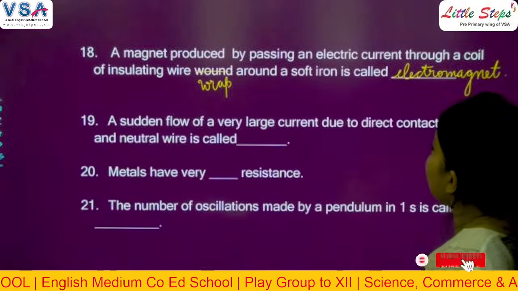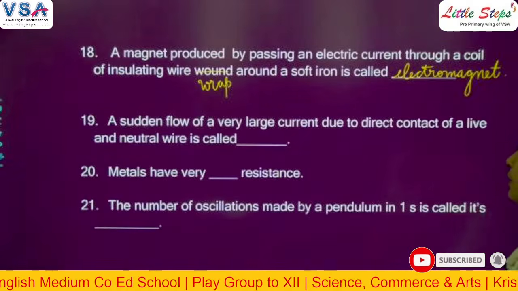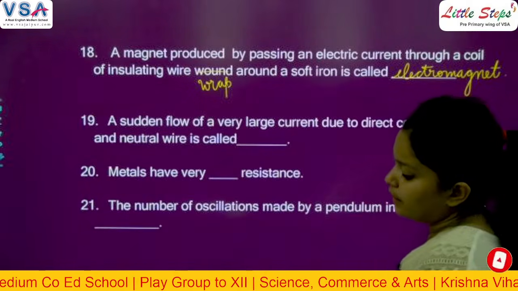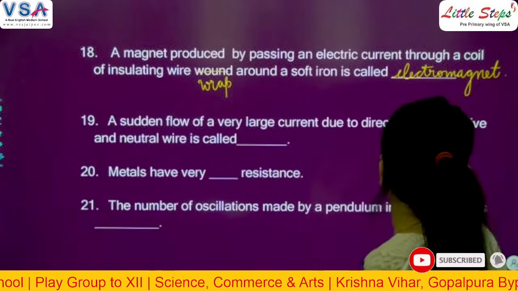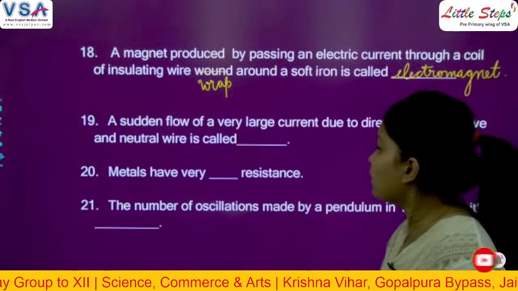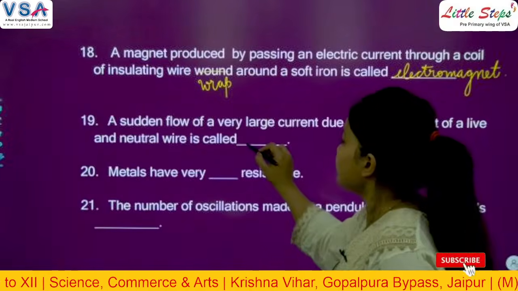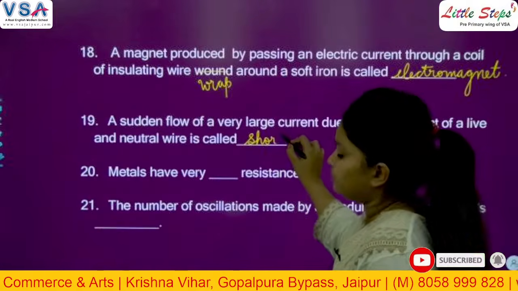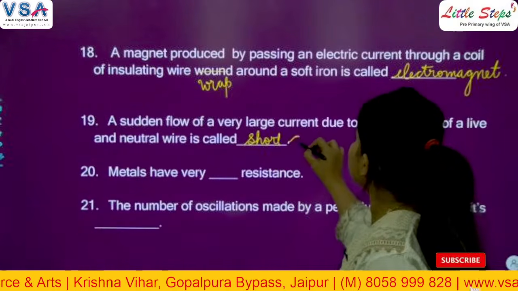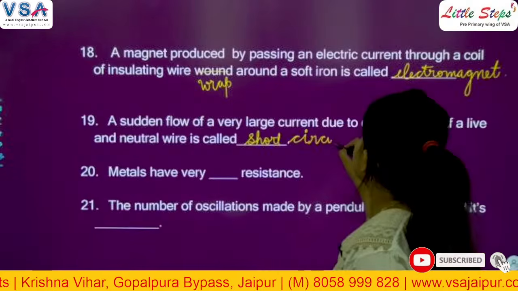A sudden flow of a very large current due to direct contact of a live and neutral wire is called... जब भी सडन फ्लो होता है लार्ज करंट जो भी करंट का होता है डायरेक्ट कांटेक्ट वायर का और लाइव और न्यूट्रल वायर का, दैट इज सपोज टू बी नोन एज शॉर्ट सर्किट. What we call it? Short circuit.